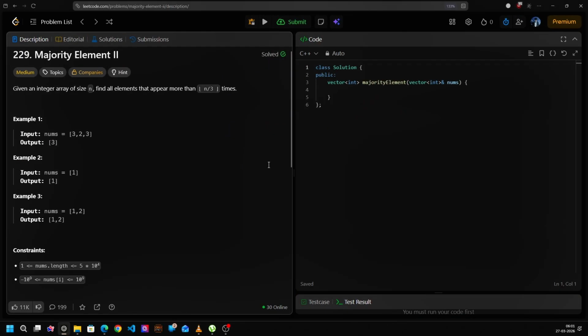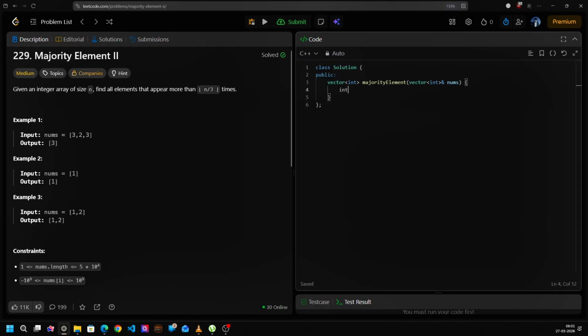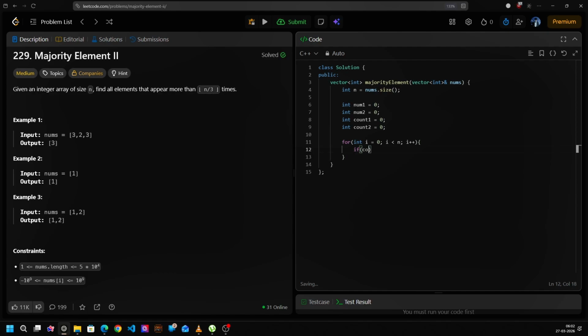So let's run it. Let's first declare our array size. After that, let's declare num1 equals 0, num2 equals 0, count1 equals 0, count2 equals 0. Then we will run our loop, and first we compare if count1 equals 0. That means we will update our new number, so num1 equals nums of i and count1 equals 1. Else if count2 is 0, we will update num2, and count2 equals 1, right?